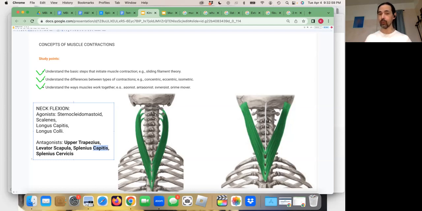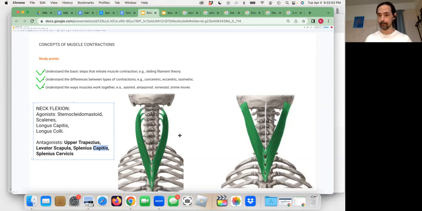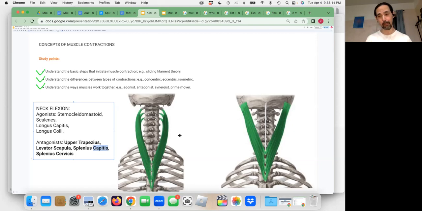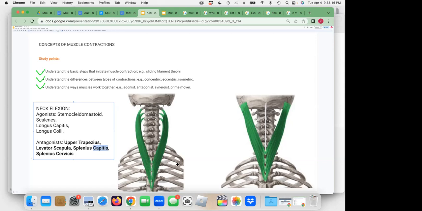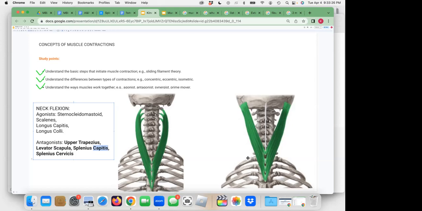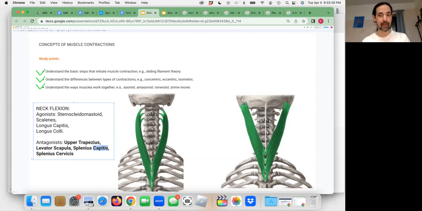Speaking of repeating, Mint, where does the splenius cervicis attach? The cervical spine or the head? On the spine. Very good. Can I hear you say cervical spine? Cervical spine. Thank you very much. And where does the splenius capitis attach? It is capitis. Where does the capitis attach?